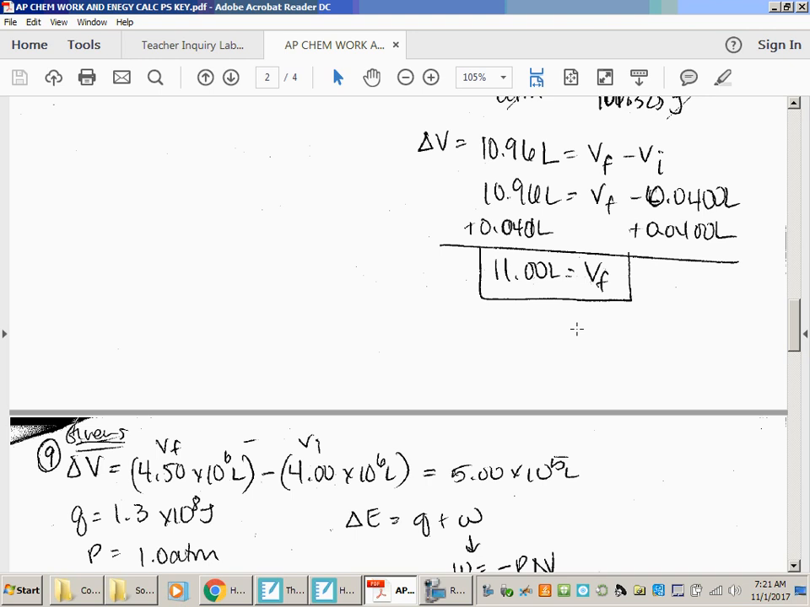That was a little harder. Anytime you're trying to solve for V final or V initial, I would never solve for those individually first. I would always solve for delta V first, and then go back to solve for the one part you didn't know, because it makes your math a little easier. All right, those were two good questions, okay?